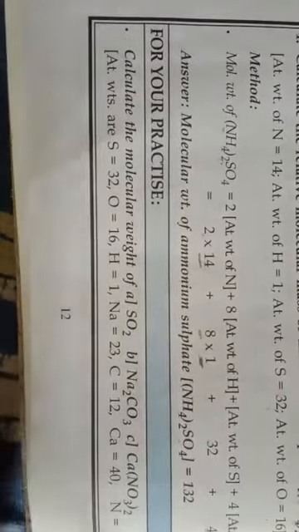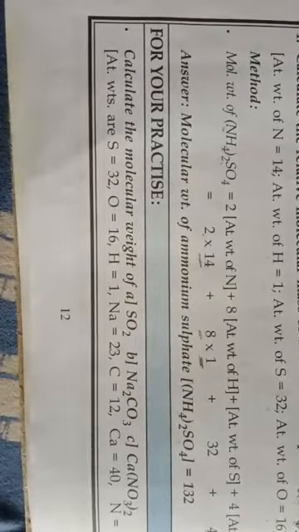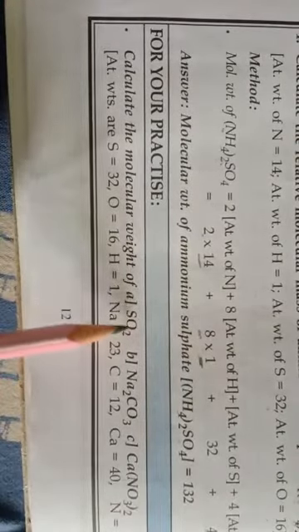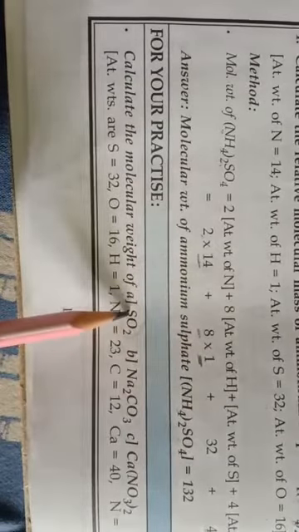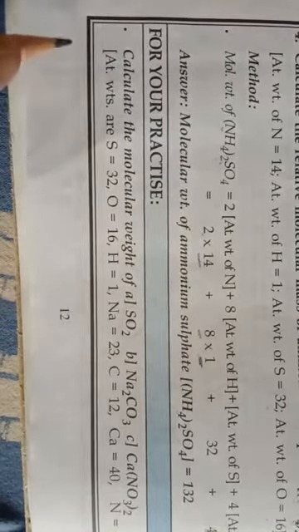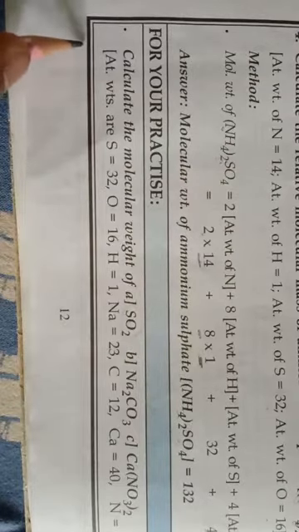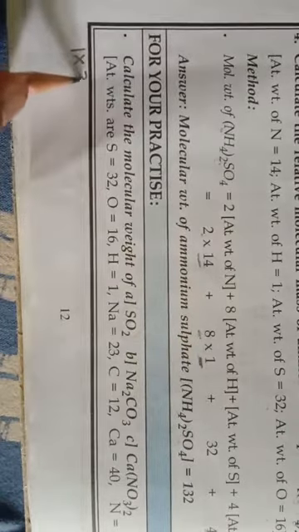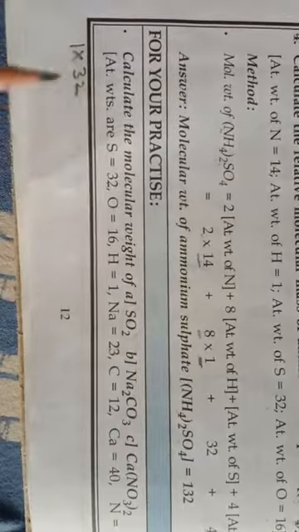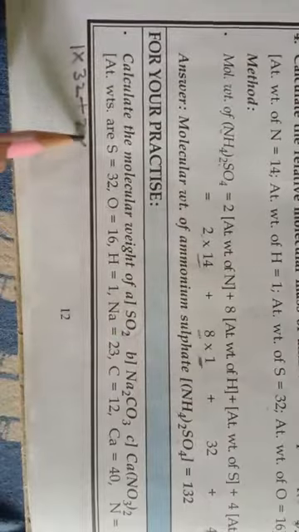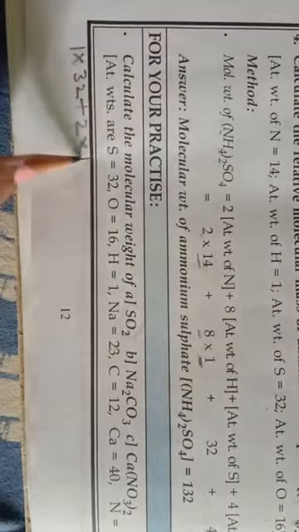So first we will calculate the molecular mass of SO2. SO2 is sulfur dioxide. One molecule of sulfur dioxide has 1 atom of sulfur and 2 atoms of oxygen. So the molecular weight of SO2 will be the number of atoms of sulfur, 1, into the atomic weight of sulfur, 32, which is given here, plus the number of atoms of oxygen, 2, into the atomic weight of oxygen, 16.